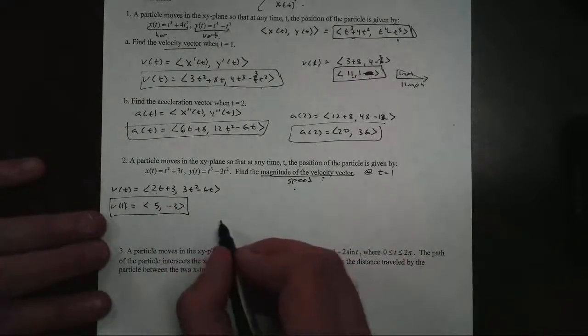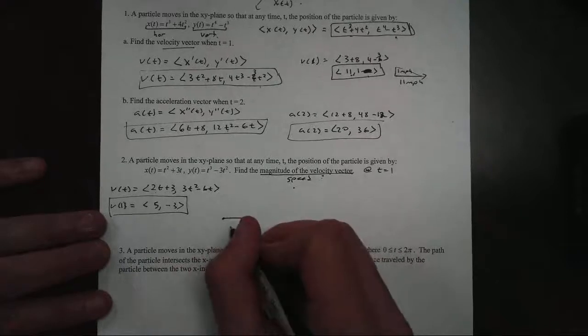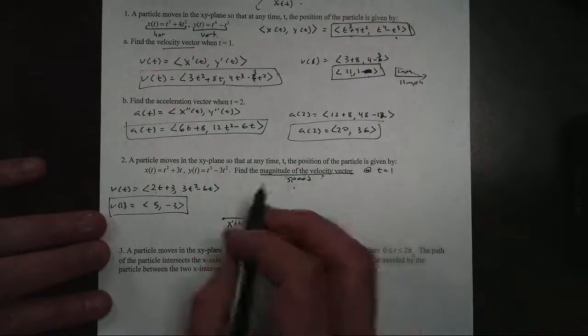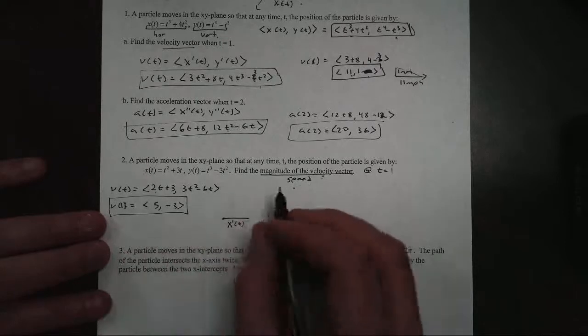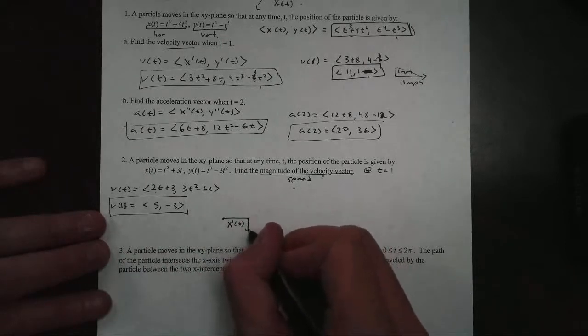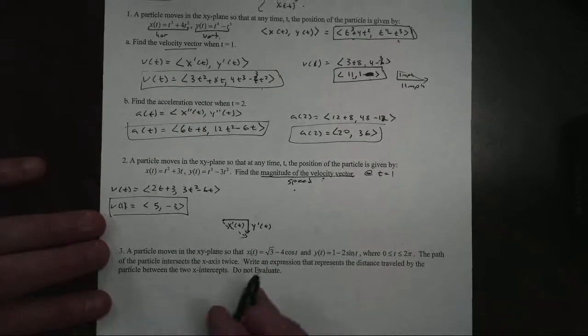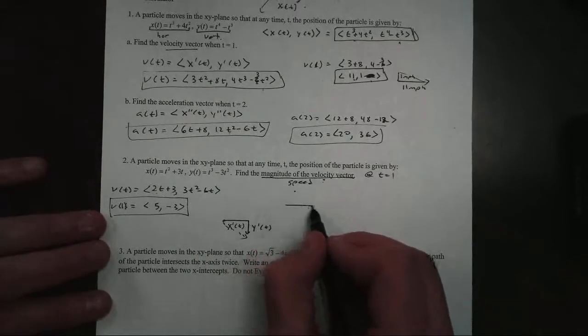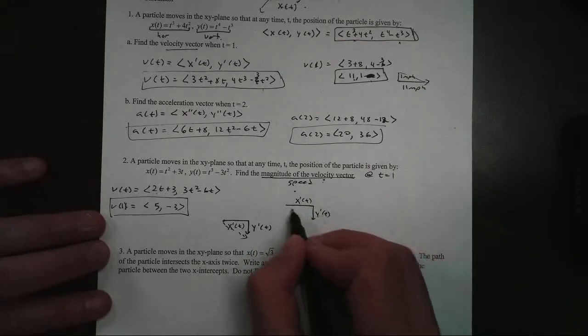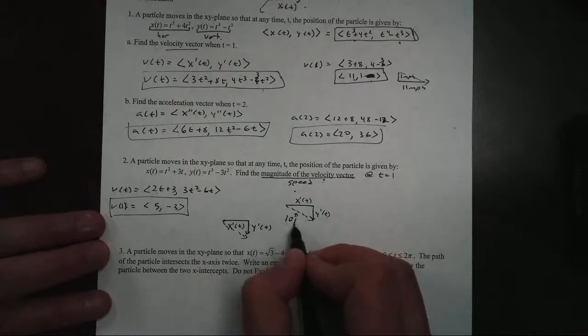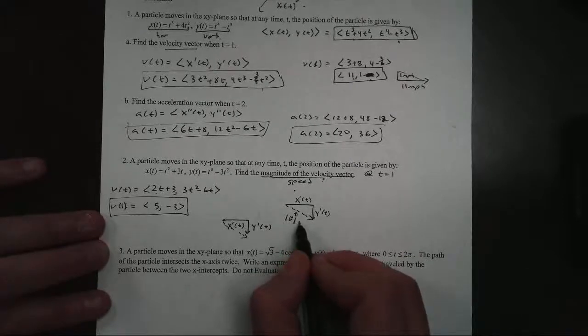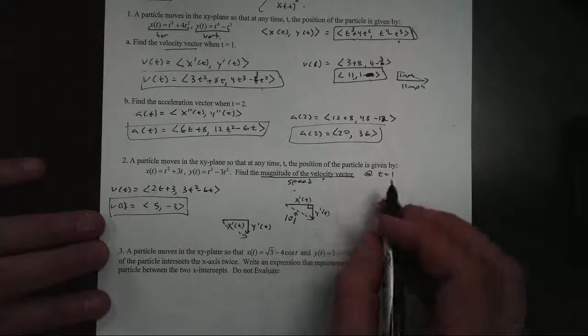Now remember what I told you. What that's telling me is that horizontally the particle is moving at 5, let's say 5 feet per second. Vertically, it's going down at negative 3 feet per second. What we're looking for is this resultant vector right here. If I draw it out, we have x prime of t and y prime of t. The resultant vector is what we call the magnitude of the vector. That's easy enough to do. It's just the Pythagorean theorem.